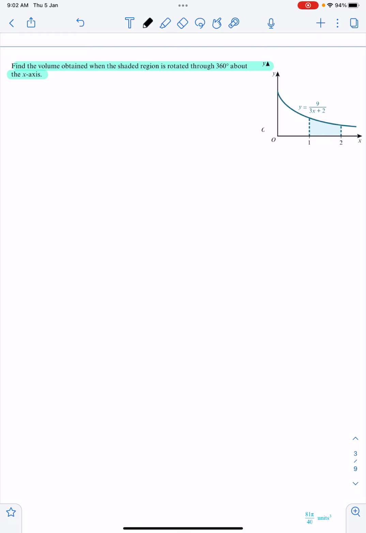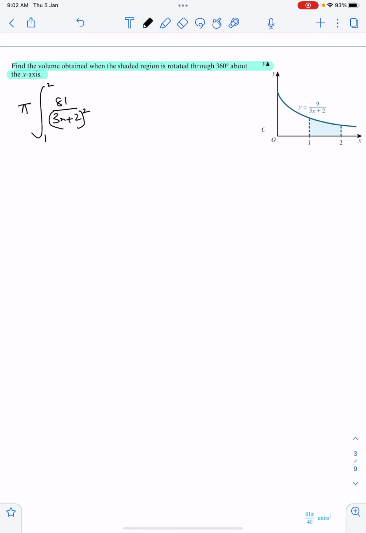Now what is the method? The method is to square the function. Right now the subject is y, so I simply have to square the function. So I am going to write 81 upon 3x plus 2 the whole square. I have already squared it. I have to multiply it with pi. Generally you can keep pi here, but what I do is I keep pi outside. And I put the boundaries of 2 and 1.